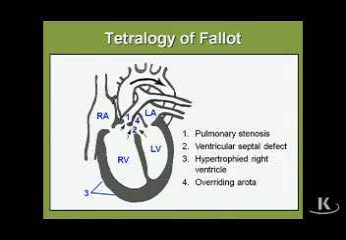And then, as we said before, you see that the thickness of the right ventricular wall is comparable to the thickness of the left ventricular wall, which is not normal. That's because we have this right ventricular hypertrophy because of the hard work it's doing trying to pump against this stenotic pulmonary outflow. So that's tetralogy of Fallot.